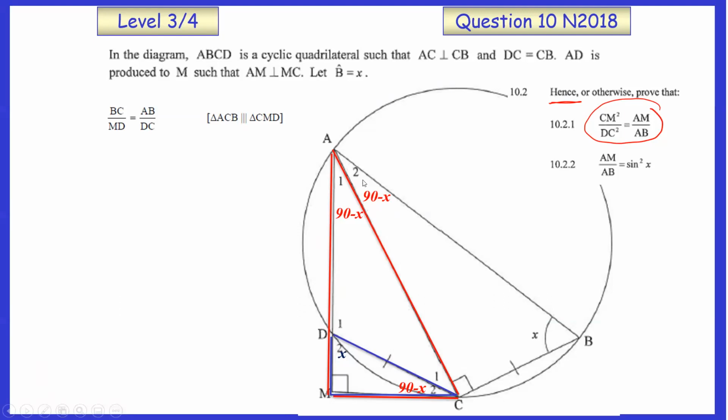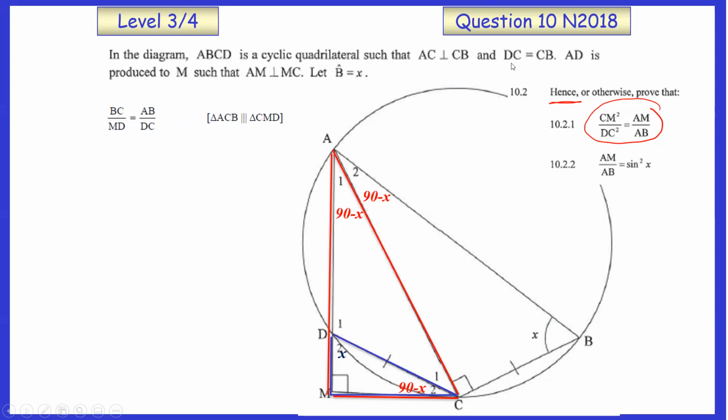The triangles. Sir, can everyone see ACB is similar to CMD? Would you agree with that? Is ACB similar to CMD? Let's start there. Yes, sir. So let's start with the ratios. We know that BC over MD is equal to AB over DC.